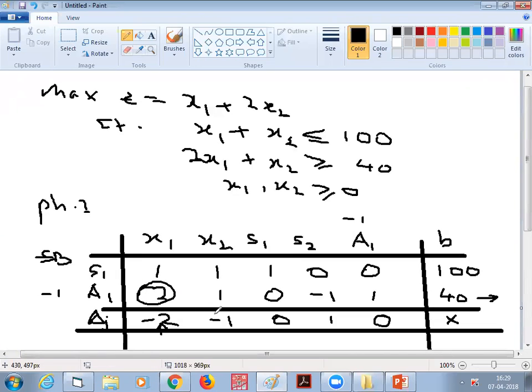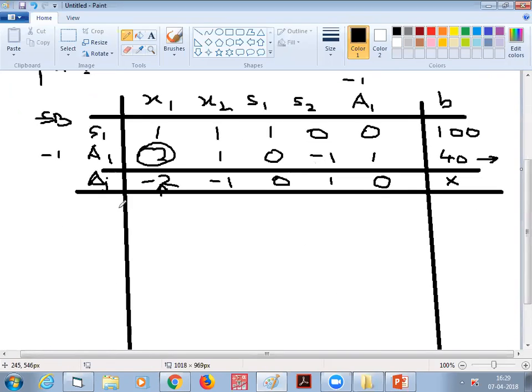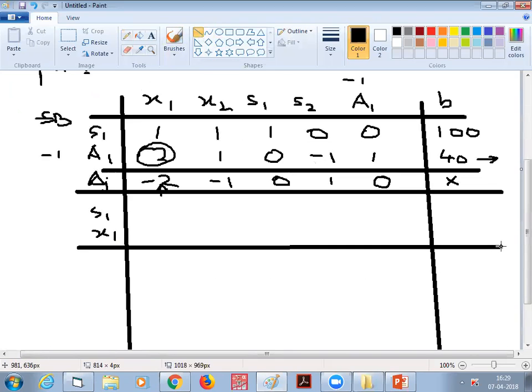Now, the moment the artificial variable leaves the basis, we don't need it anymore. It's served its purpose. So now we are in phase 2. And now what are the basic variables? S1, X1. S1, X1. Okay? So now we can just forget this column.